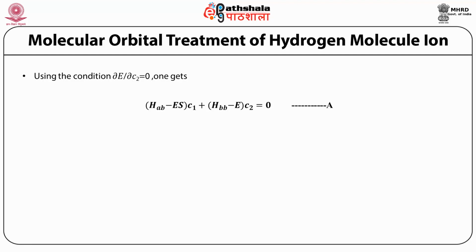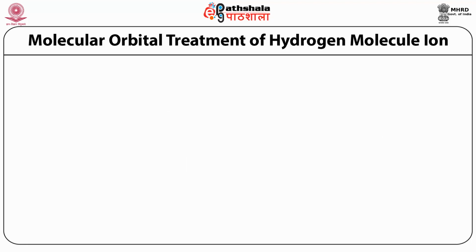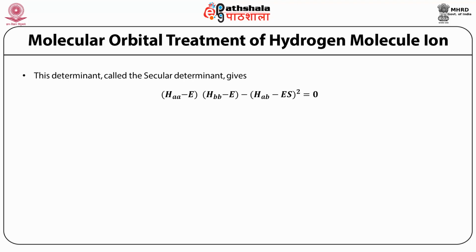is equal to 0. And these simultaneous homogeneous equations in C1 and C2 have non-trivial solutions only if the determinant, in the first row HAA minus E and HAB minus ES, and in the second row HAB minus ES, HBB minus E, is equal to 0. This determinant, called the secular determinant, gives (HAA minus E)(HBB minus E) minus (HAB minus ES) square equal to 0, and the two roots for E are the allowed energy values of the system.